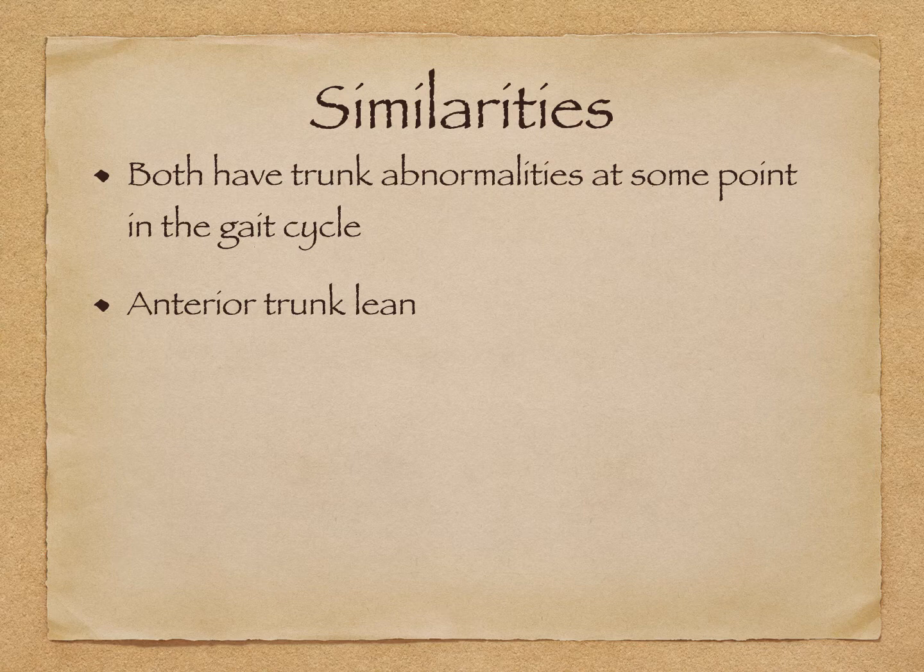We also noticed more similarities within their trunk. Both have trunk abnormalities at some point in the gait cycle, which we will break down a little bit more later. That includes an anterior trunk lean. We know that subject 14 has some instability in the trunk generally as well, but we'll go into that in a later slide.